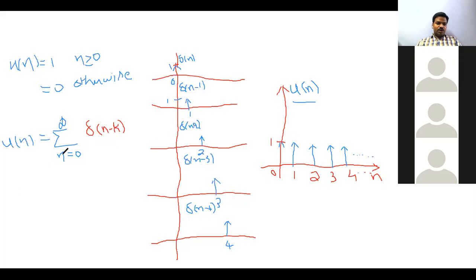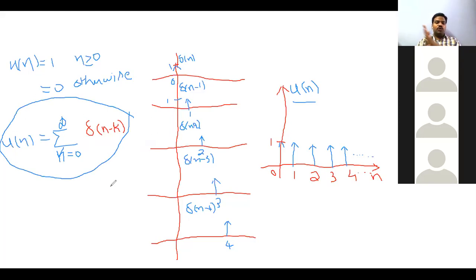See, I am converting this n to k. Now see here, please all of you look at this. u of n can be obtained from unit impulse signals as u of n is equal to sigma k equal to 0 to infinity delta of n minus k. Now substitute various values of k from 0 to infinity.